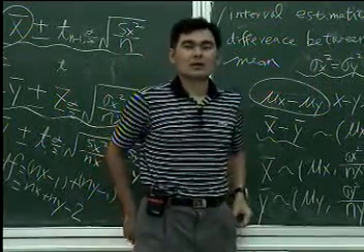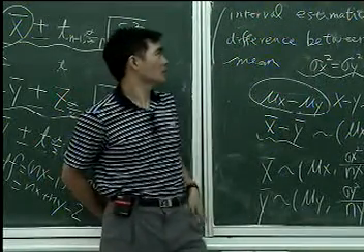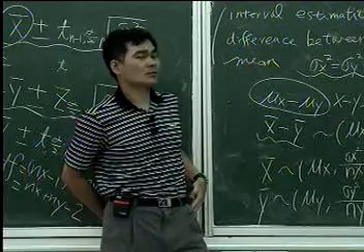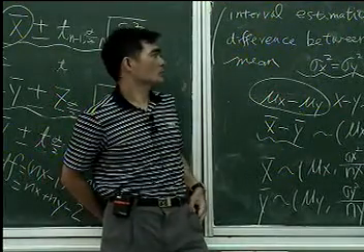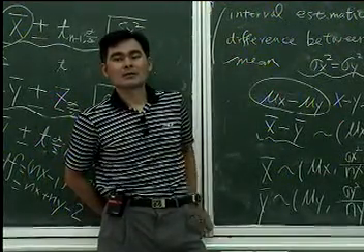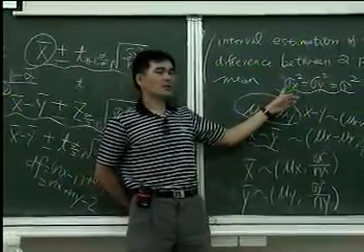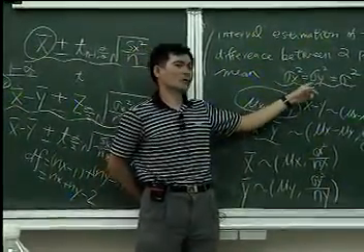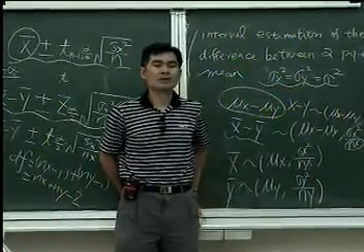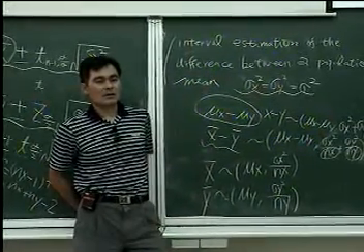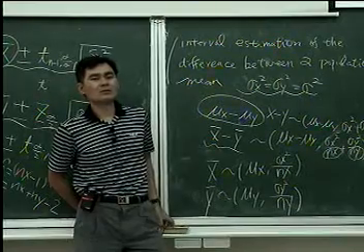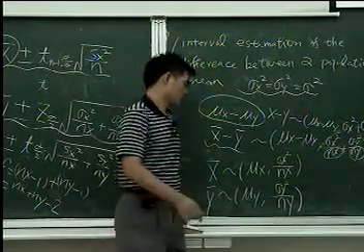This is the same thing. We are talking about the interval estimation of the difference of two population means, but we know more information about the population. We have sigma x squared is equal to sigma y squared is equal to sigma squared. In this case, what kind of sample variance should we use?